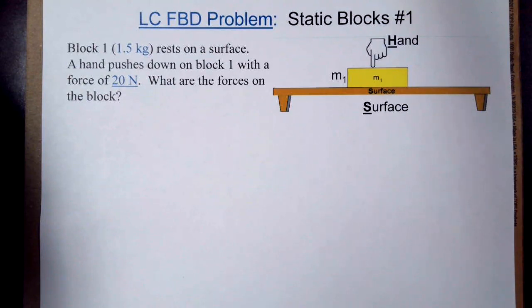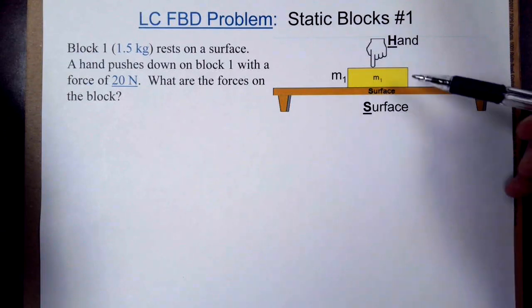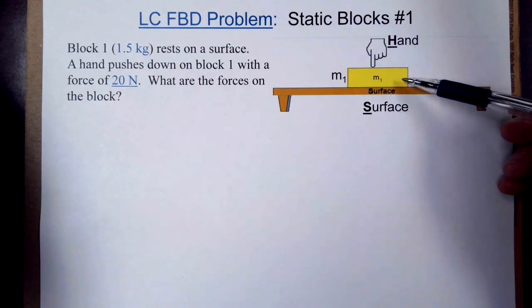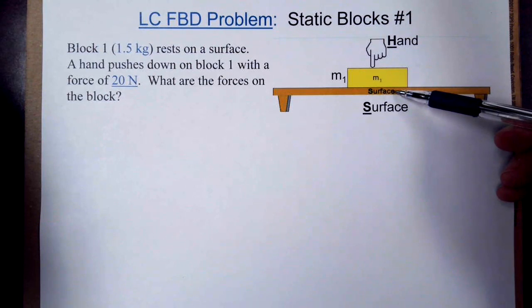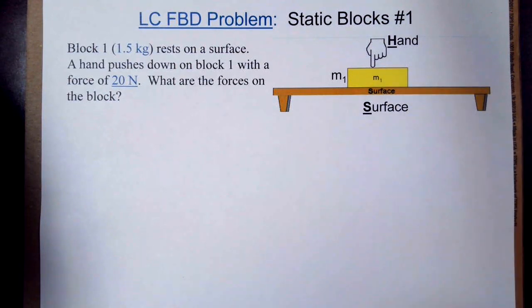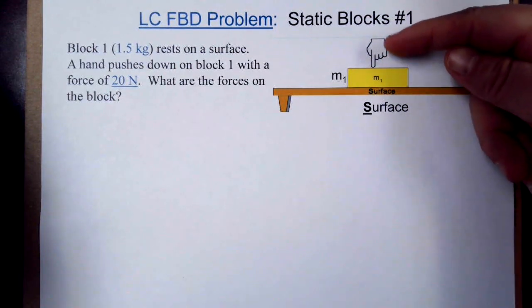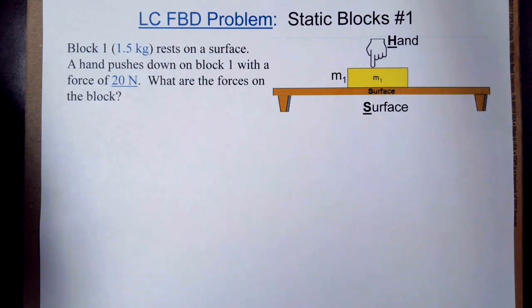Now we want to solve one of our problems where we identify all of the forces acting on an object. In this case, we have block 1 resting on a surface, and a hand is pushing down on our block. We're given the mass of the block and the force that the hand is applying. The question is to identify all of the forces, and their magnitude and direction, on the block.